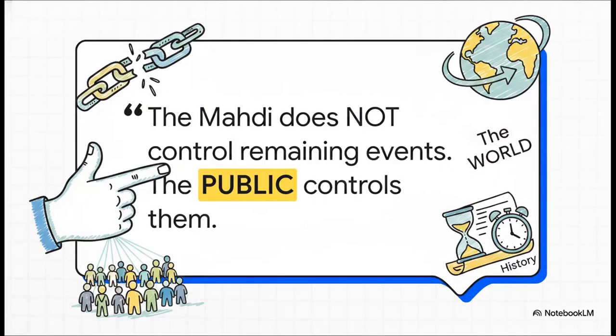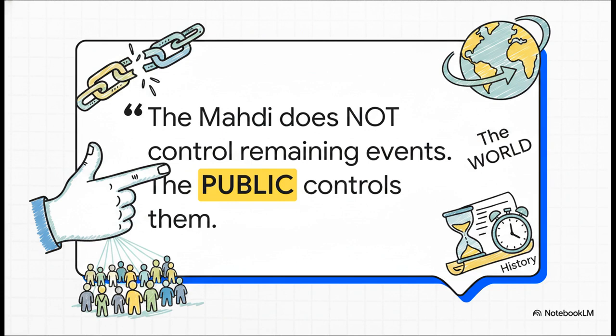To really steel-man the data, we have to apply this crucial realization directly to our source texts. And the source material explicitly backs this up. It states, the Mahdi does not control the remaining events. The public controls them, the world controls them, history controls them, not him. Items like the world reaching a collapse level of global injustice, those are historical conditions, not personal actions.